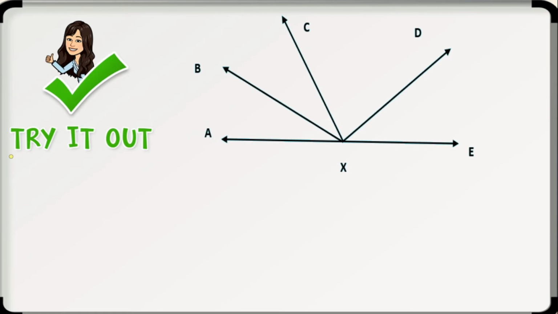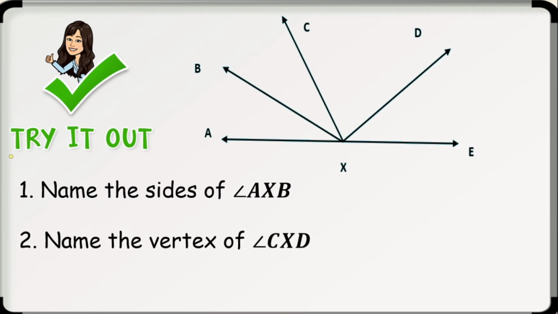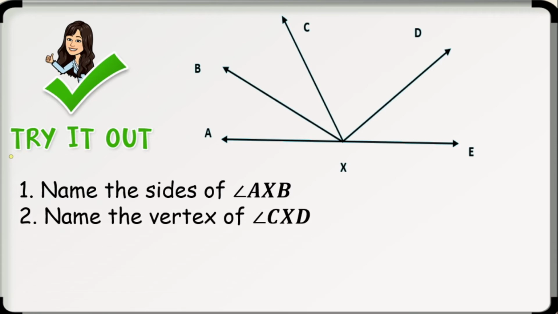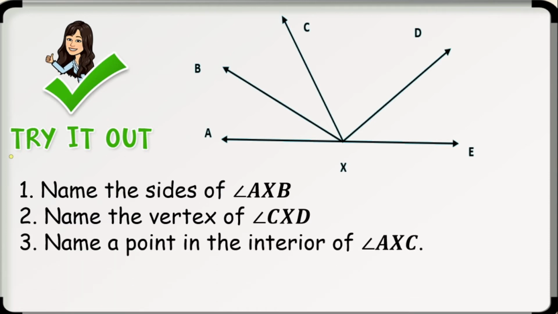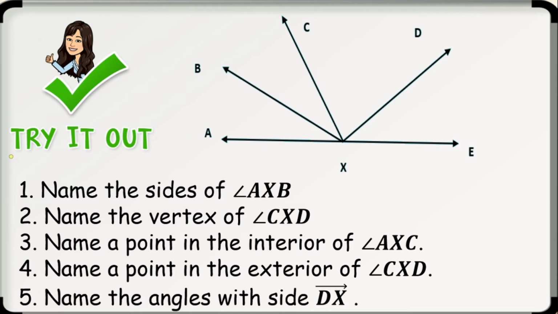Now, using the given illustration, try to answer the following. Number 1, name the sides of angle AXB. Number 2, name the vertex of angle CXD. Number 3, name a point in the interior of angle AXC. Number 4, name a point in the exterior of angle CXD. And number 5, name the angles with side DX.